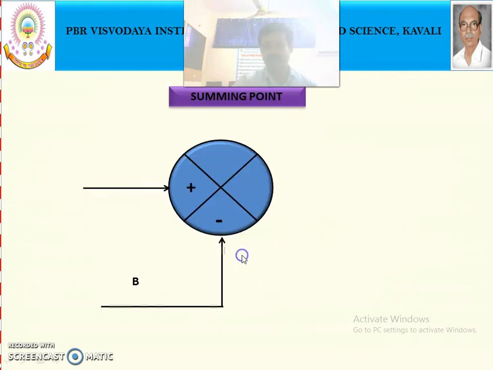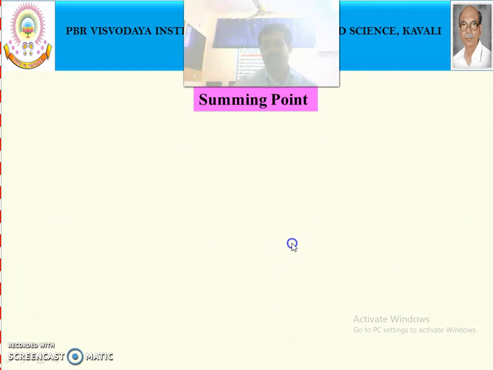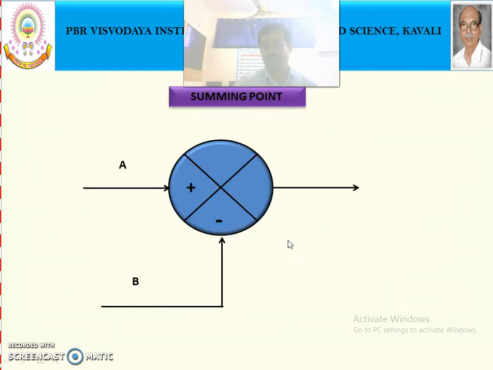Now we are going to see the summing point. This is the summing point. The summing point has a circle with a cross, and you will have either a plus or minus sign here. A summing point is used to add or subtract two signals. What is the function of a summing point? The function of a summing point is to add or subtract two signals.